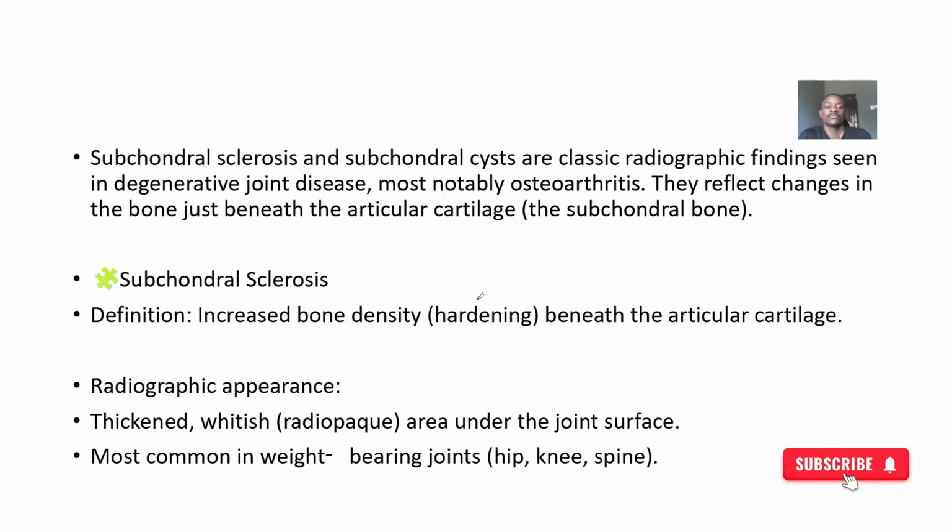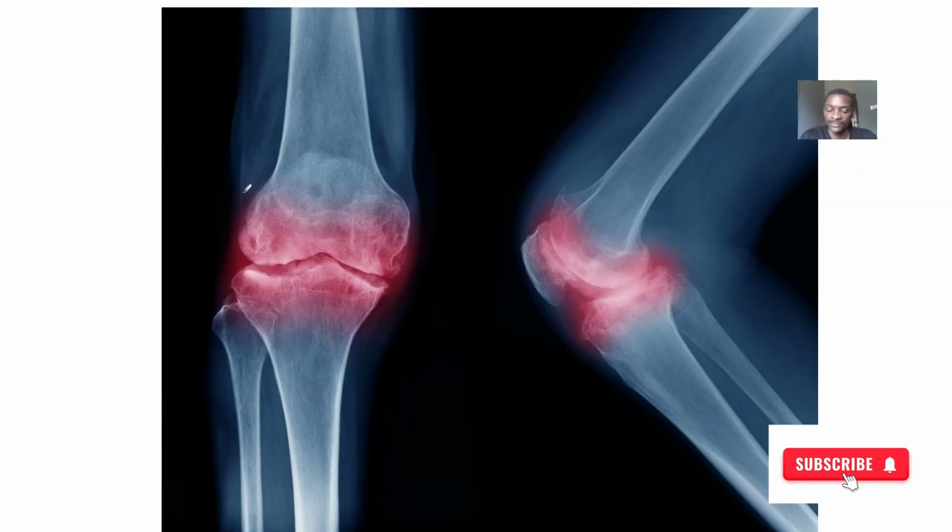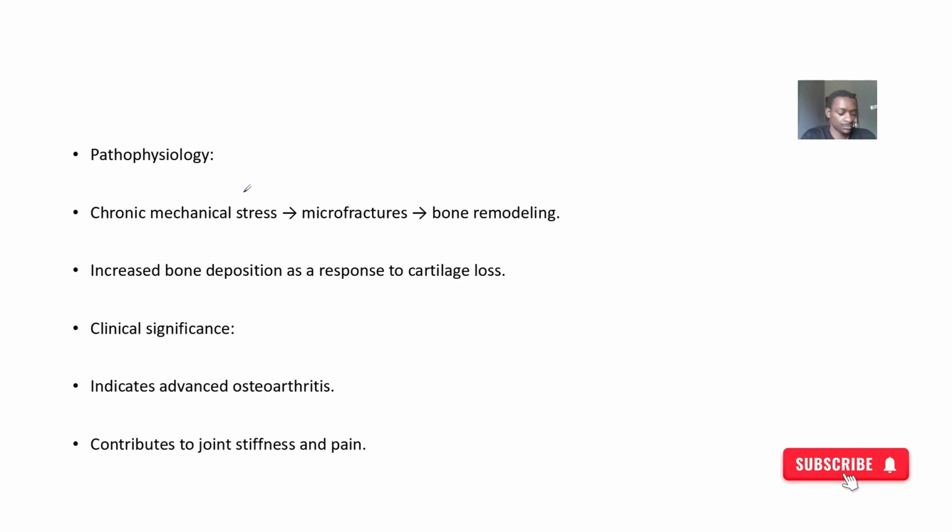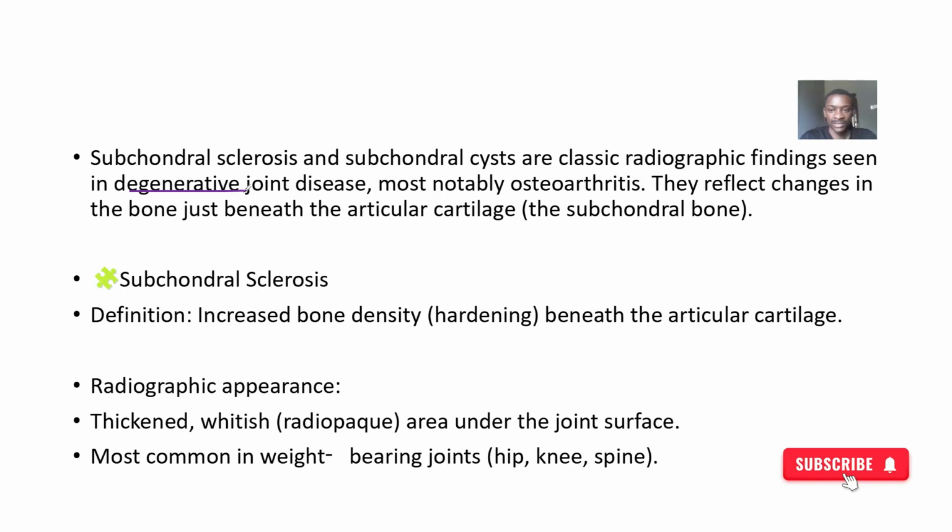So you should know that there are classical radiographic findings. You see them in degenerative joint disease. They themselves are not really disease conditions, but if you see them, it shows you that degenerative changes, things that were there, are wearing off. So that's what we've got.